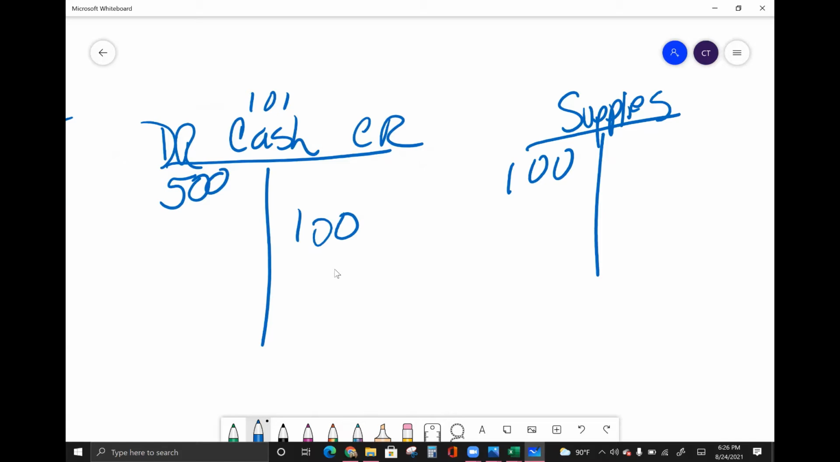So then now I have 2 things happening. Okay, let's say I buy supplies on credit, meaning that I haven't paid for them yet. So does anybody remember, if you haven't paid for it yet, what kind of account I have?